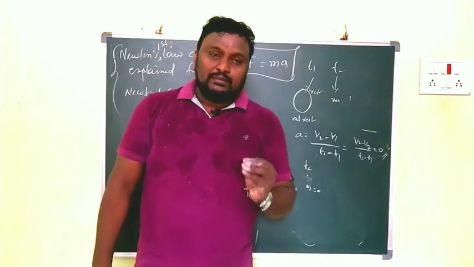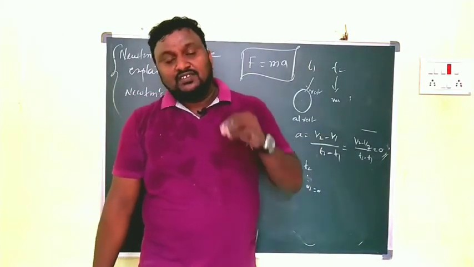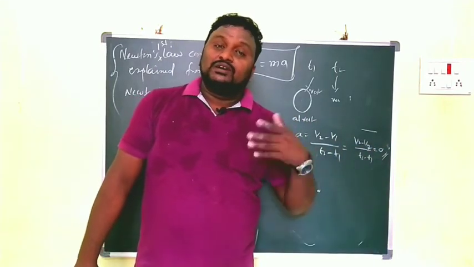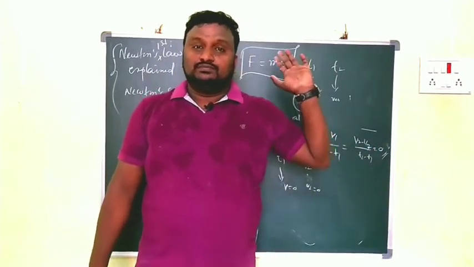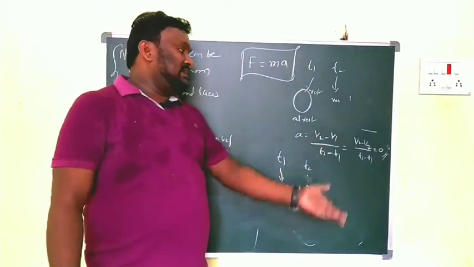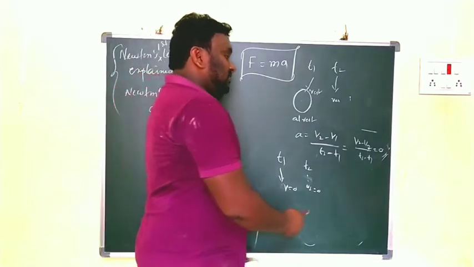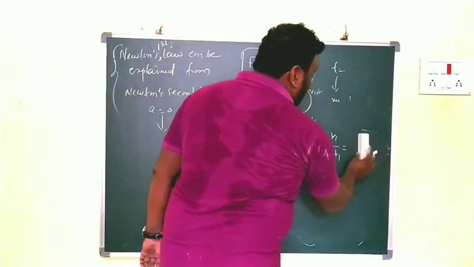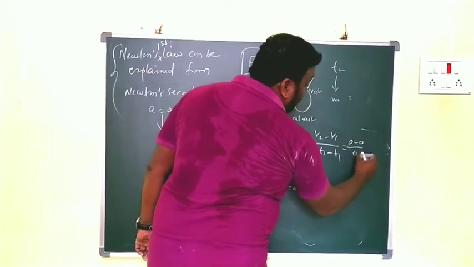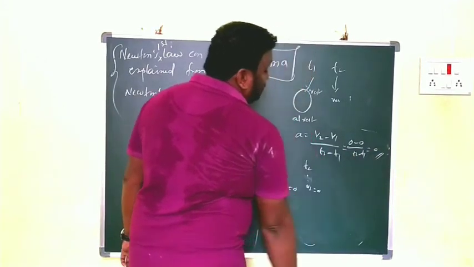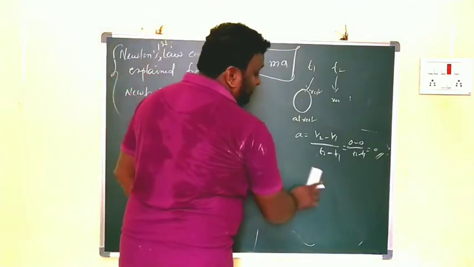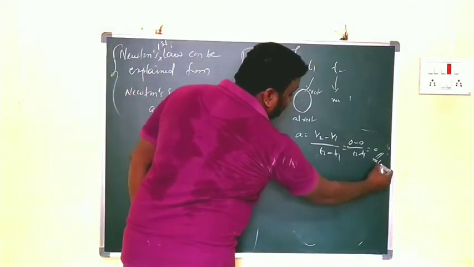For example, when the time is 5 seconds, it should be at rest, and after 15 seconds also it should be at rest. Rest means what? When the body is at rest, its velocity is 0. That's why 0 minus 0 is 0. That means both are the same. So at rest, we write 0 minus 0 by some t2 minus t1, and that is what you get, 0. Acceleration is 0 meter per second square. That is the first condition.